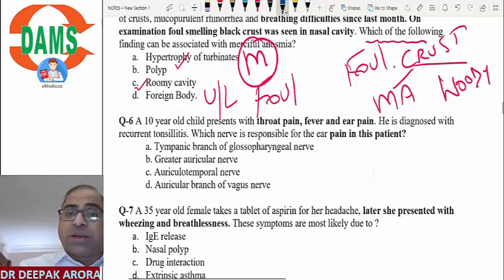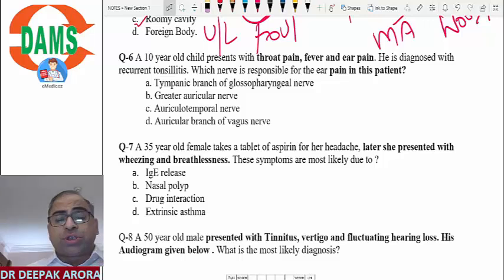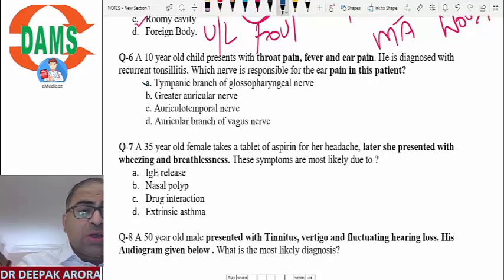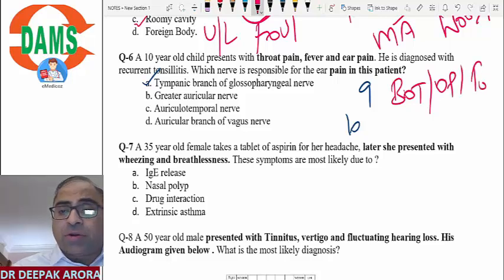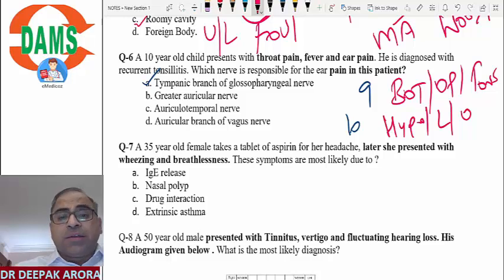Then coming to the next one. In every examination, they ask you one question on referred otalgia. 10-year-old child, throat pain, ear pain, diagnosed with recurrent tonsillitis. Patient is having otalgia. Oropharynx, tonsil, bed of the tonsil, styloid process, all cause referred otalgia by the 9th nerve. But the examiner will ask you about the 9th or 10th nerve. Basic simple funda: the 9th nerve supplies the base of tongue, oropharynx and tonsil. What is 10th nerve involvement? Hypopharynx. If there is any pathology in hypopharynx, larynx or esophagus, it is your 10th nerve. So answer will be option A.